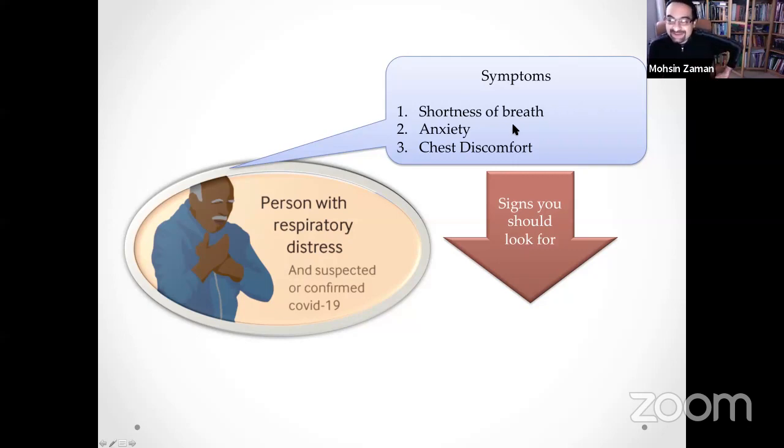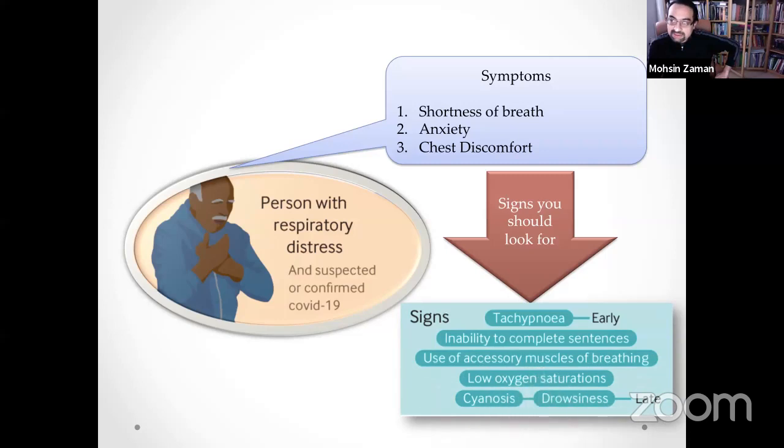Whenever you have somebody who looks anxious or short of breath, be wary: don't just label it as anxiety. There might be something going on. Whenever you see these symptoms, move on to certain signs that you specifically look for. Tachypnea is an early sign. Then an inability to complete sentences, as Shabana has mentioned, use of accessory muscles, and low saturations on a SATS probe. Cyanosis and drowsiness are late signs of low oxygen levels.